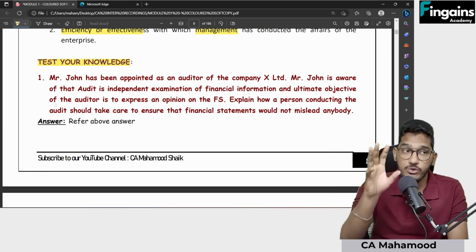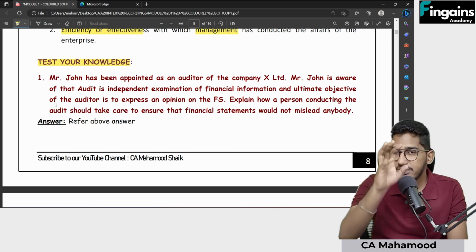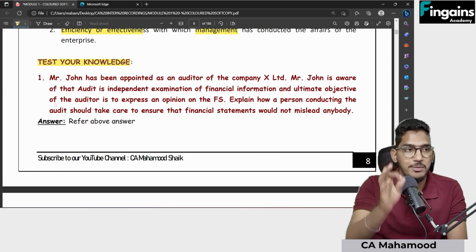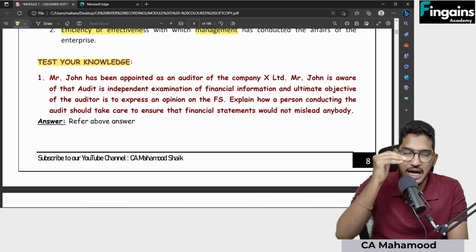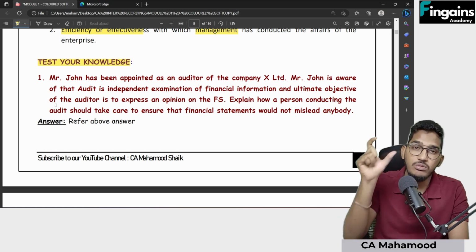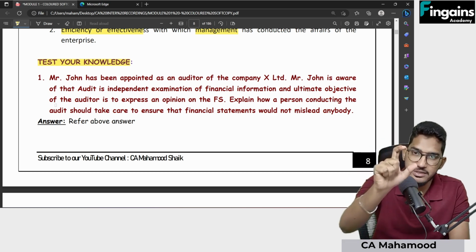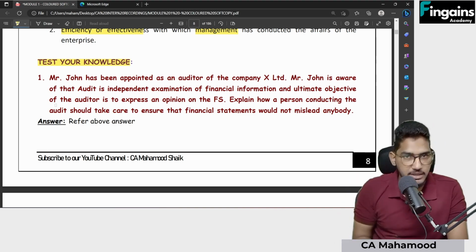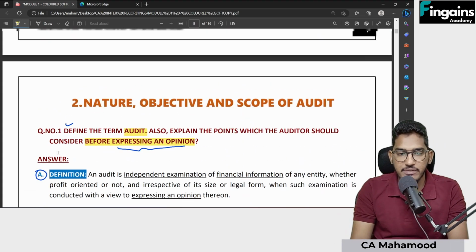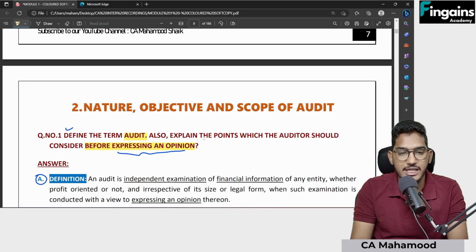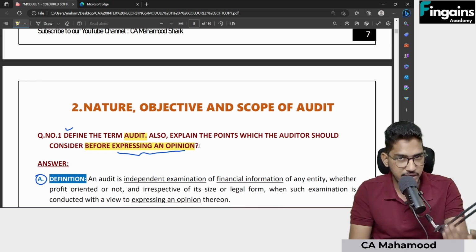So in order to make you familiar with scenario based questions, for your practice, I have included after each and every question how the same question which we discussed can be posed in an indirect way. See, a straight away question will look something like this. If they want to ask you straight away, this is how they will ask: Define the term audit, explain the points which the auditor should consider before expressing opinion.